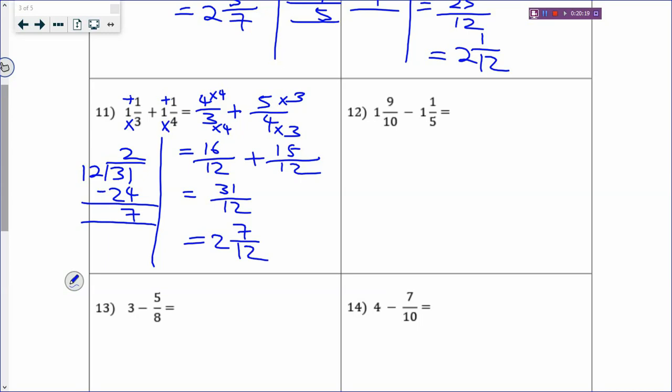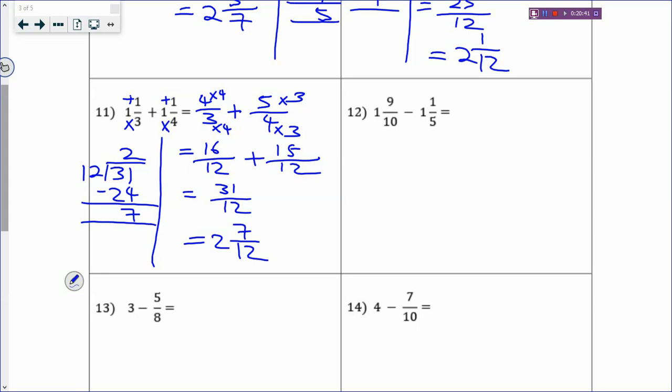And make sure that it's in simplest form. And how do you make sure? Can you divide the numerator and the denominator by 2? Cannot, right? 7 can't divide by 2. Can you divide both by 3? 7 cannot divide by 3. Can you divide both by 5? 7 cannot divide by 5. 12 also cannot divide by 5. So that is your simplest form.